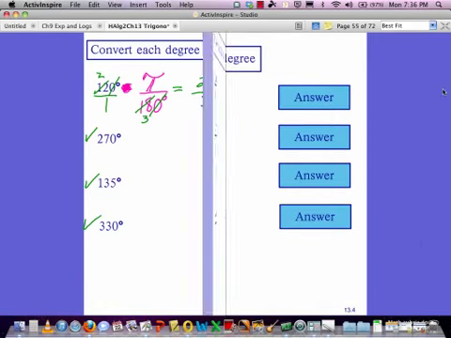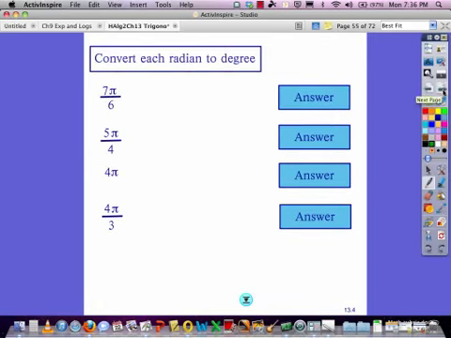What if we have to go the other way? So we switch the fraction that we multiply by. Convert each radian to degree. Now, if I do the first one here, we need 180 degrees over pi radians. And in this case, the pi's will cancel immediately.